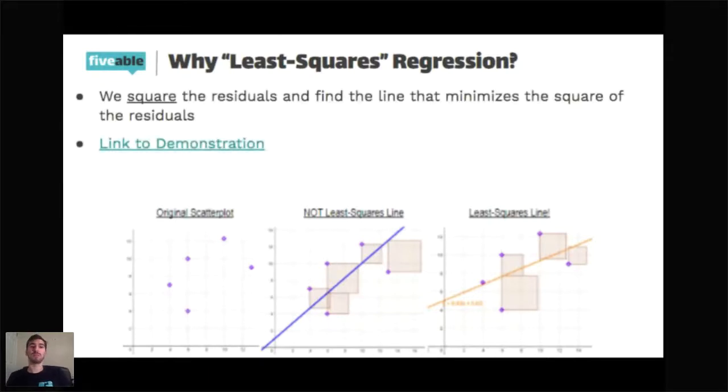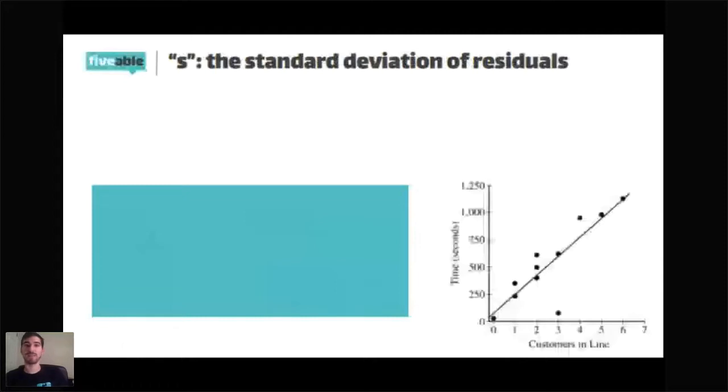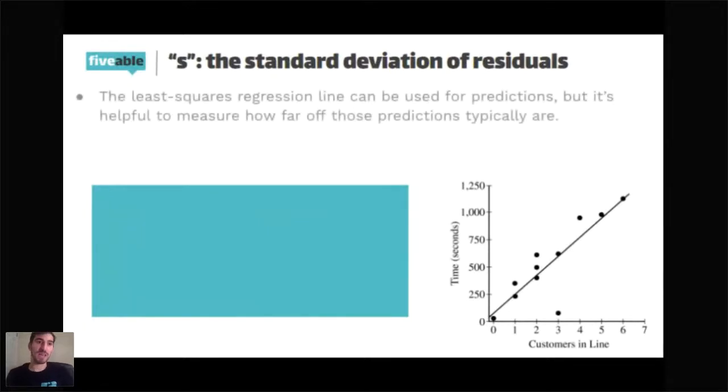Okay, so that's the squared residuals. Let's talk about S. Okay, S measures the standard deviation of residuals. So you just saw we want to minimize those residuals. Okay, and the residuals measure how far off the predictions typically are, or they are for each specific point.